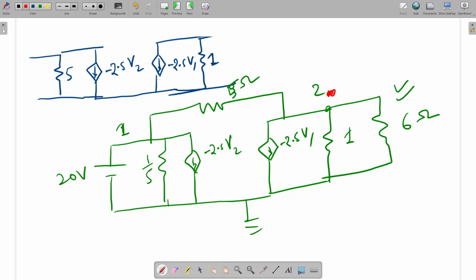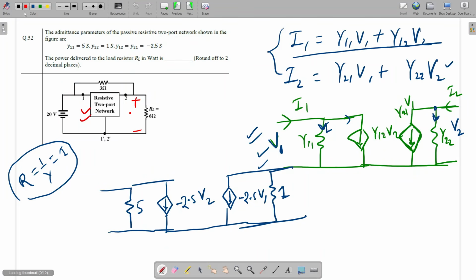I will explain the diagram again. See, this is the two-port network equation for the Y parameters for this resistive branch only. I1 is equal to Y11 V1 plus Y12 V2. Similarly, I2 is equal to Y21 V1 plus Y22 V2. So this equation I am converting into this network. Here we can see that this is I1, and this is Y11. Y is admittance.